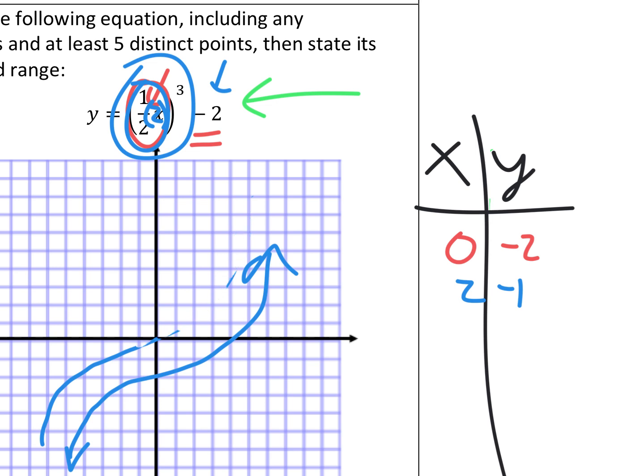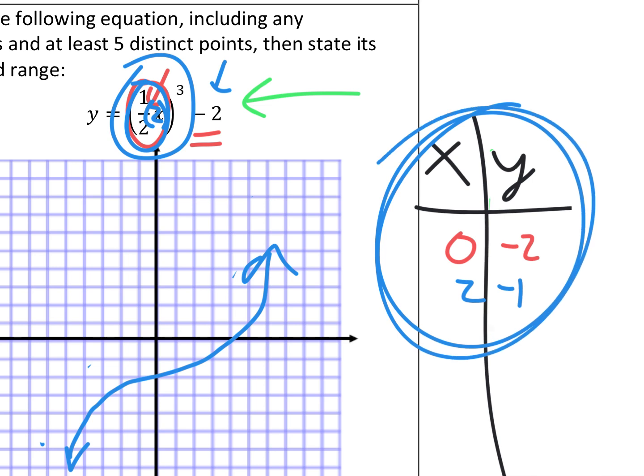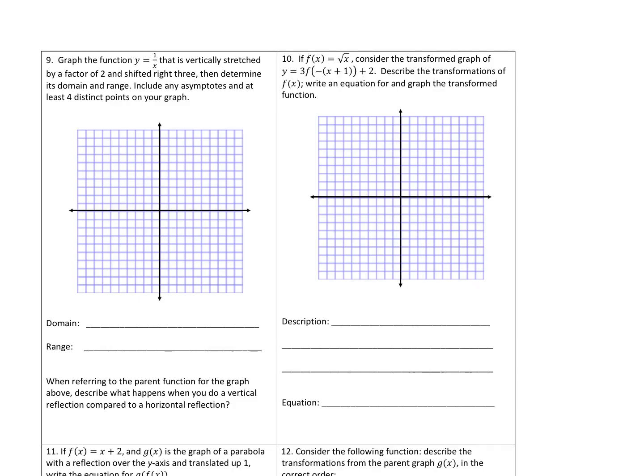But exactly where it should be, I would trust your points off the chart. So don't forget to make an XY chart. Anytime there's a graph, make an XY chart. Okay, next page.